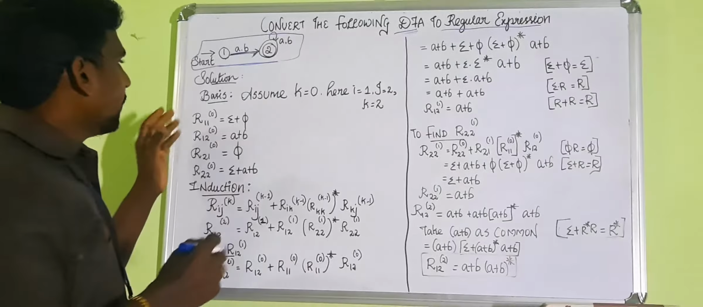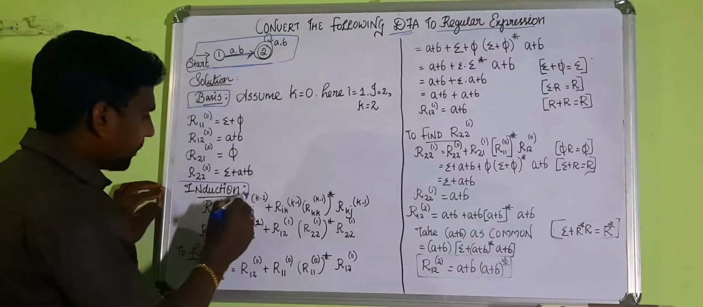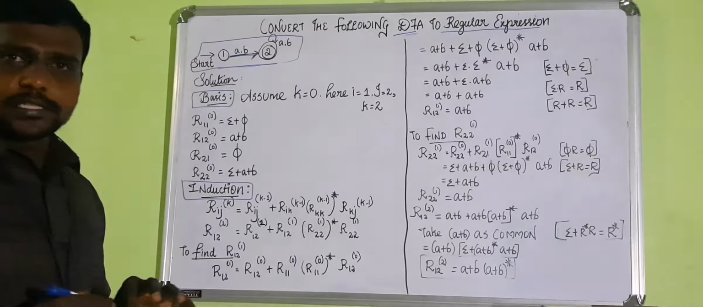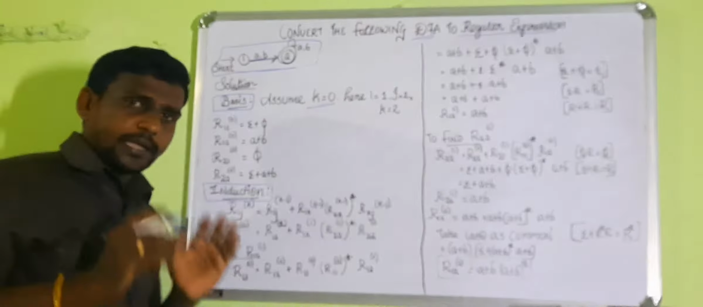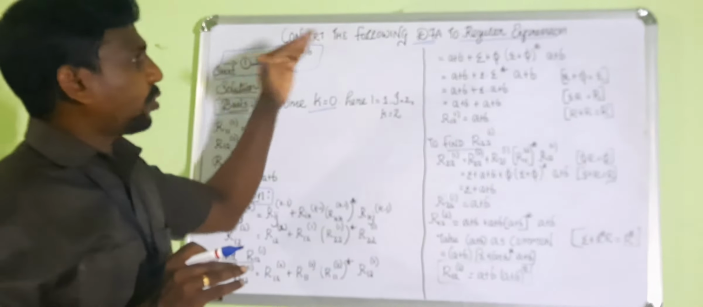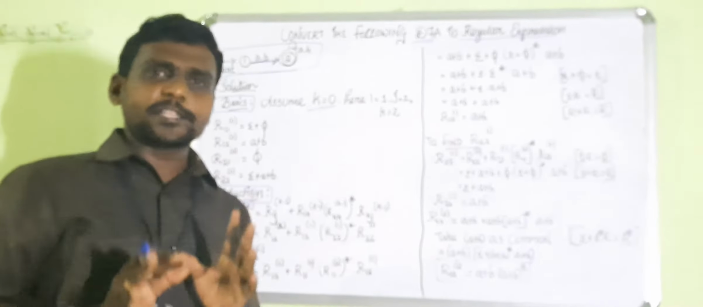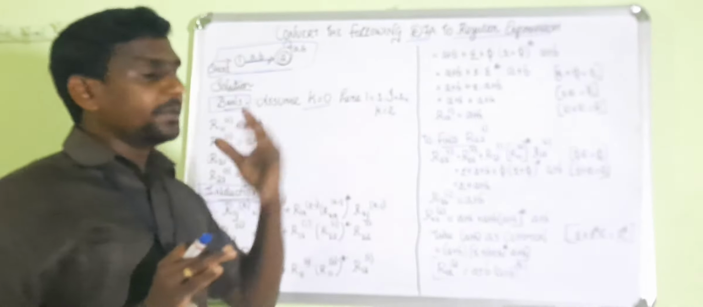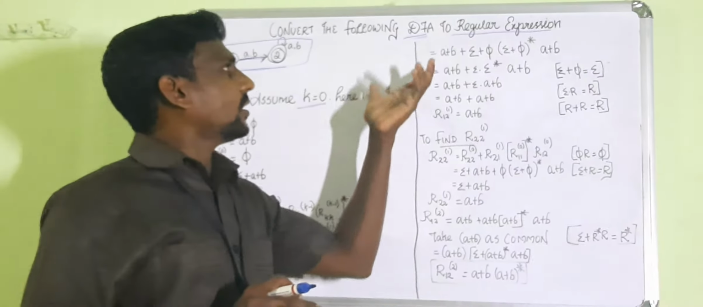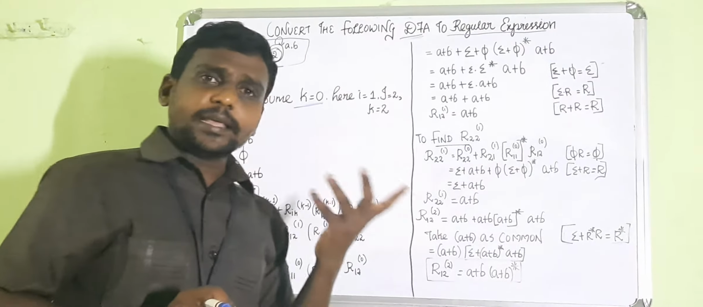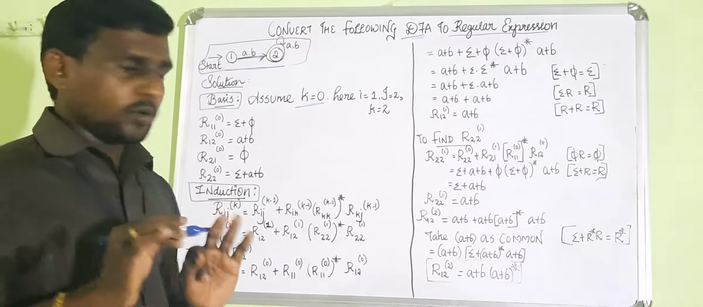And I told you we have two parts: one is the basis part and another one is the induction part. In the basis part we should assume k equal to 0. If the problem itself says find the regular expression for this, then you can go with that. But if they only ask to convert the DFA to a regular expression, and we don't know which regular expression to find, then first we have to check.